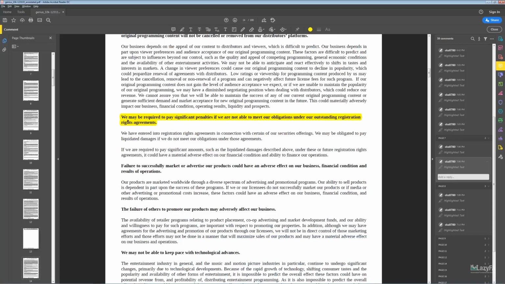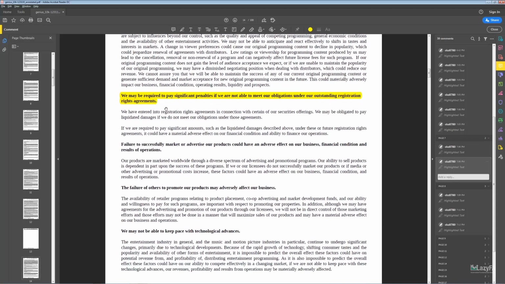This one here was interesting to me too. I don't know if this is generic or not, but they have said that they would be required to pay significant penalties if we're not able to meet their obligations under the outstanding registration rights agreements. So I would want to know, before investing in something like this long term, what are the outstanding registration rights agreements? Where can I find them?